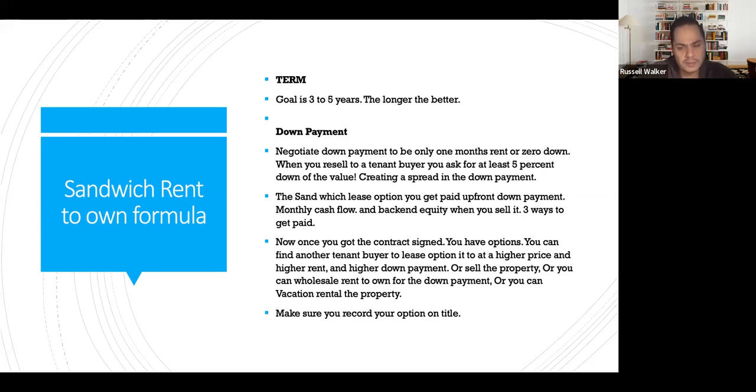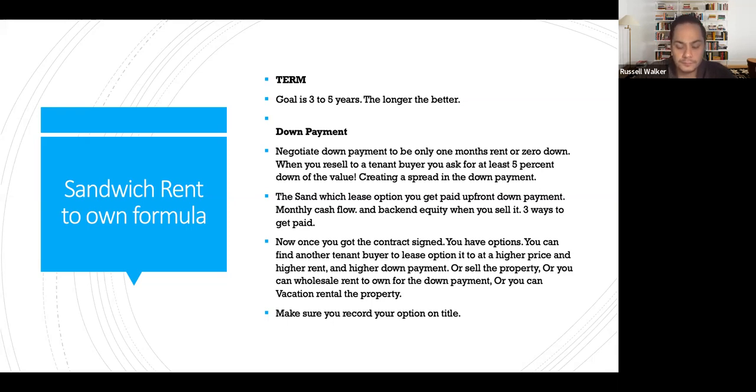Make sure you record your option on title. So as soon as you get the deal, you do want to do a preliminary title check, making sure the title is clean, making sure that if you're purchasing it for 200,000 and then they owe 300,000, of course that doesn't work. So you should do a title check with your title company. You should have an attorney in Chicago where you can just send them the deal and say, hey, can you do a title check on this?